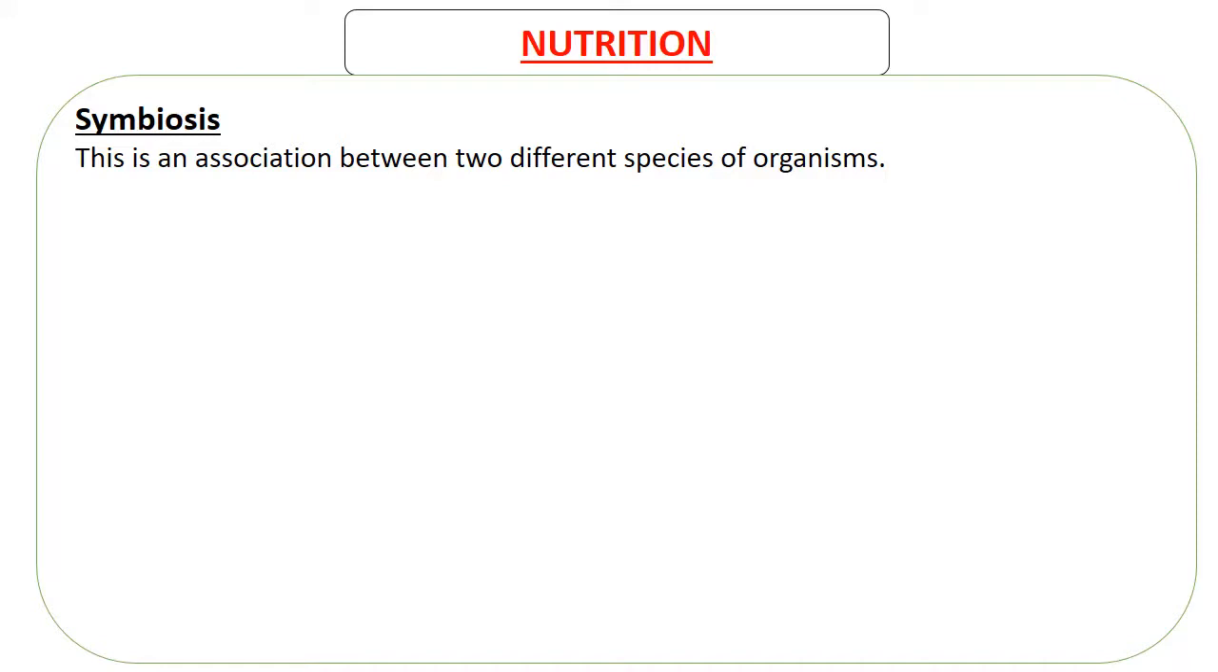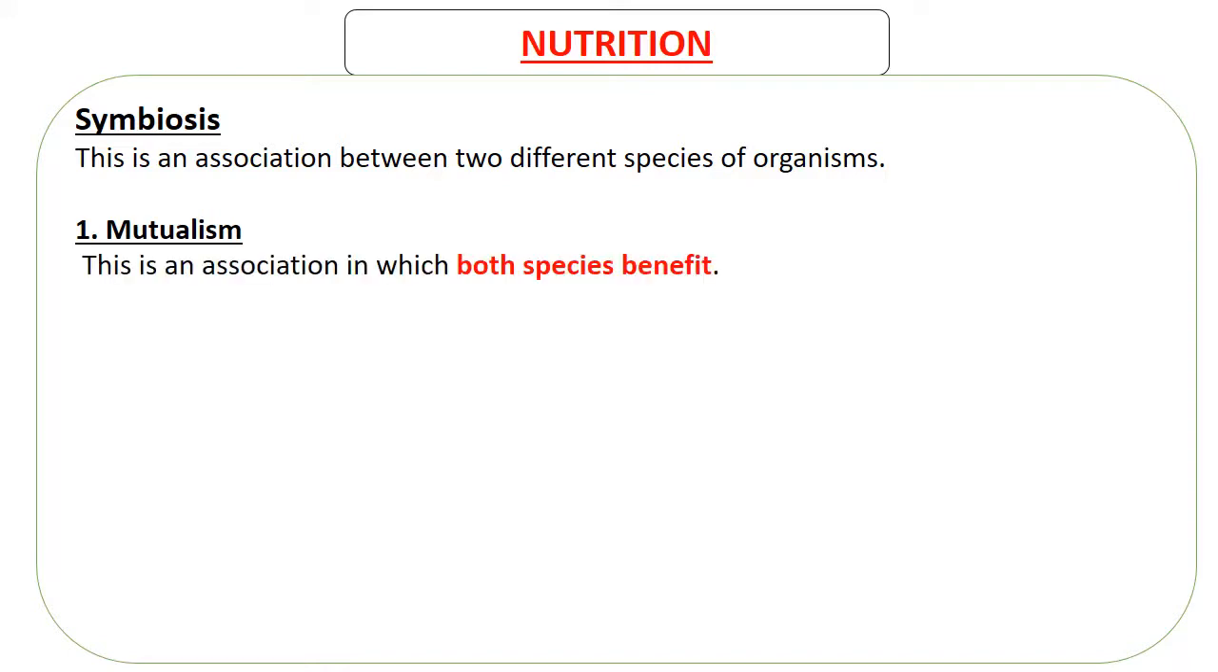I don't know if that's the plural for symbiosis. So symbiosis can be classified into three. The first is mutualism. Mutualism is where there is a mutual relationship between the two organisms involved, or it can be defined as an association in which both species benefit. The word mutual means the two parties involved are on the same page. So mutualism is a type of symbiosis in which both species benefit.